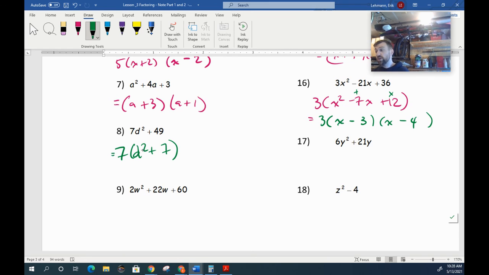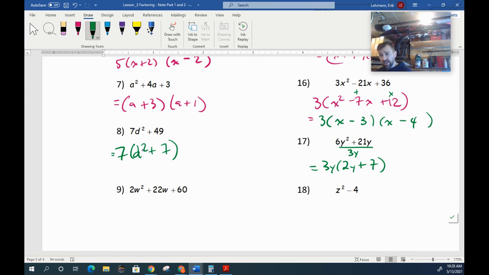6 and 21. Can I take 6 out of 21? No. Can I take a y and a y out? Yes. Can I take another number out? Are there two numbers that go into 6 and 21? Yes. 3y. So I can take 3y out and get 2y plus 7. And that's factored. That's a callback to the very first thing. That's a GCF right there.